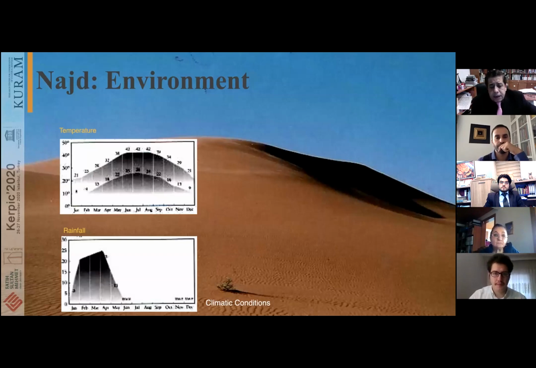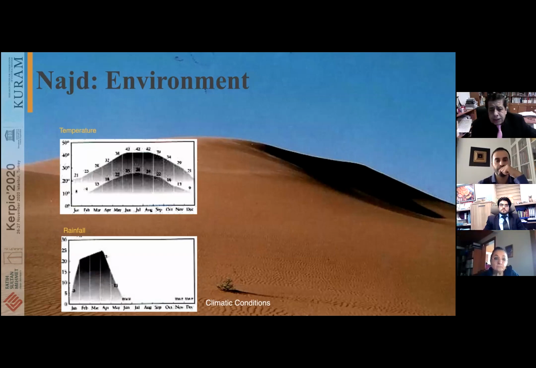Temperature-wise, the temperature in summer is extremely high. Sometimes with climate change, it reaches 50 degrees in June. And in winter, especially in January, it goes below 0. Rainfall is very limited. Sometimes the year passes without any rain, and sometimes it just rains for a few minutes, but it is like floods, in large quantities and at fast speed.